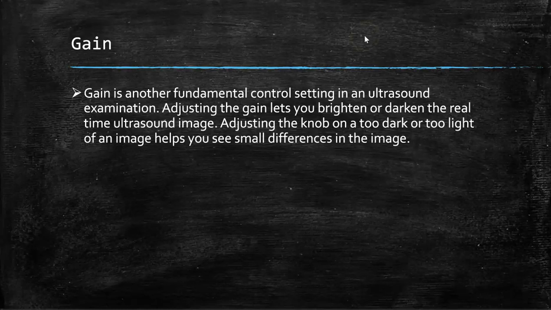Gain is another fundamental control setting in the ultrasound examination. Adjusting gain lets you brighten or darken the real-time ultrasound image. A too dark or too light image makes it hard to see small differences in the image.